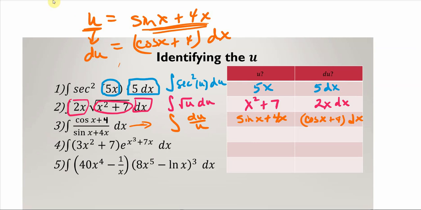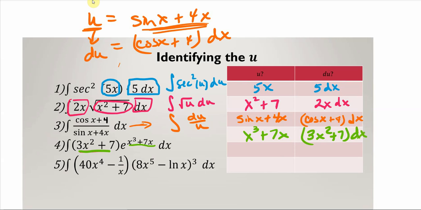So we look at this one here on number 4. Now, is my u going to be the 3x squared? Is it going to be the 3x squared plus 7, or is it going to be the x cubed plus 7x? And what you want to do is you want to pick the one whose derivative is the other. So in this case, on example number 4, I'm going to choose x cubed plus 7x to be my u. And then when I take the derivative of this, I'm going to end up with 3x squared plus 7 dx. That'll be my du. Okay?